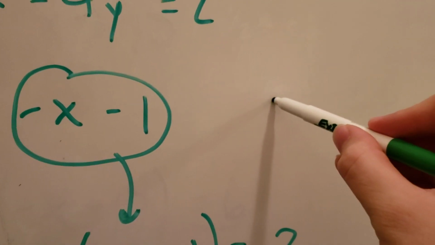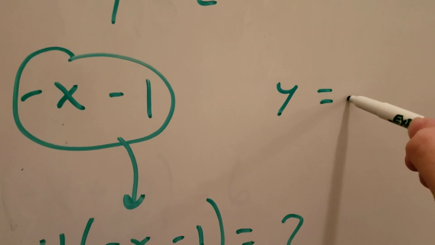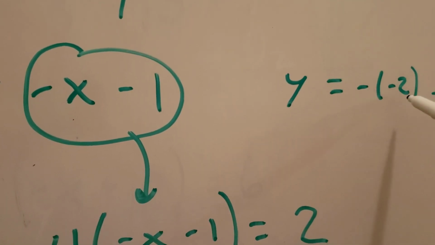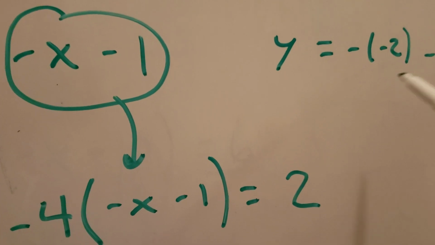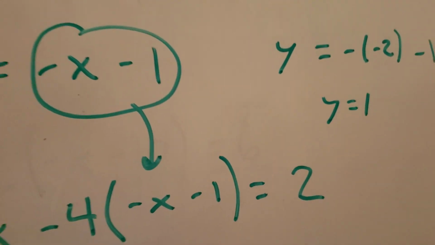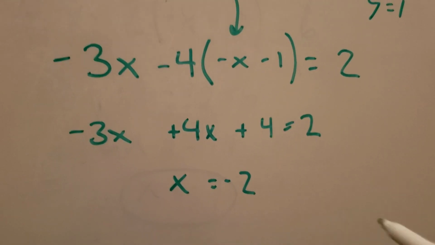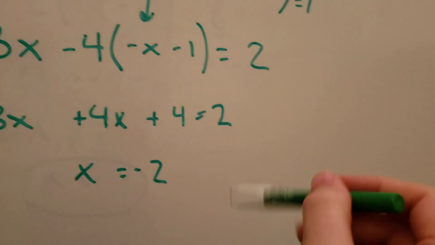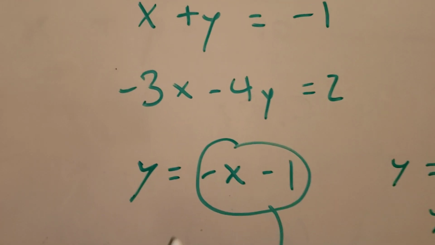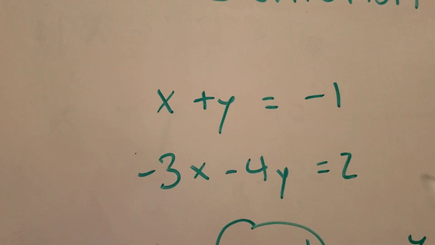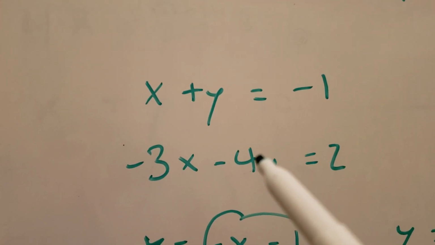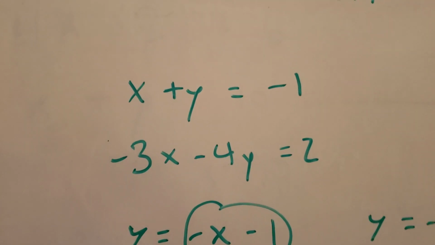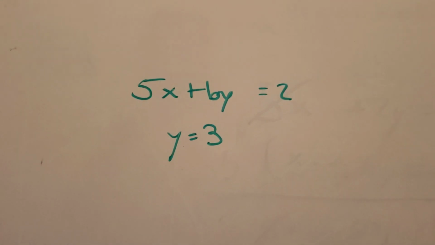We'd get y is equal to -2 minus 1. -2 is 2, minus 1 is 1. So we know that our final answer is 1 and -2. X is -2, y is 1. And we can check that real quick by just coming back up here to the first equation. And if we put -2 in for x, and 1 in for y, we would get -1. So that works. Perfect. Let's go to a different one.